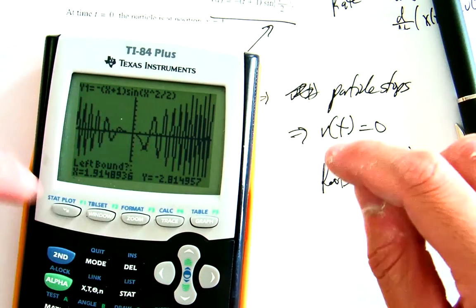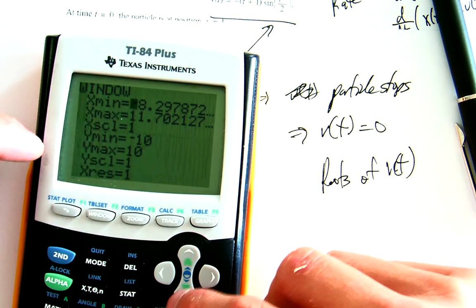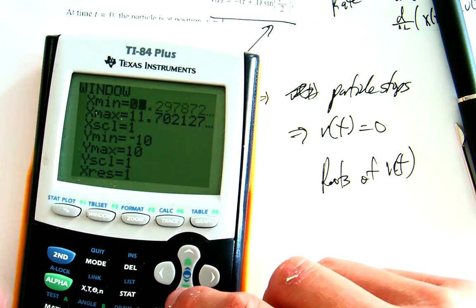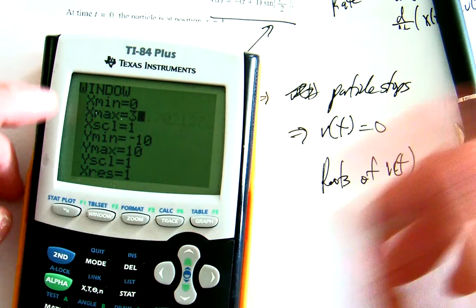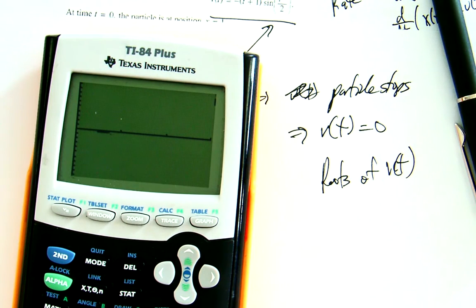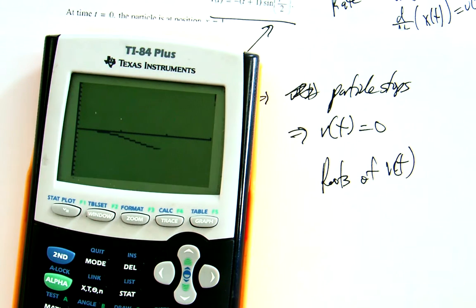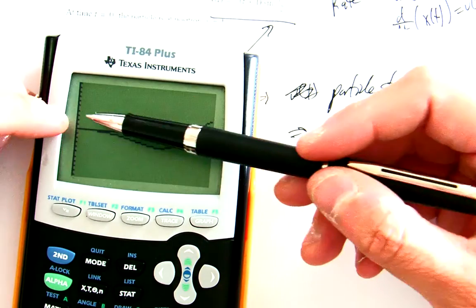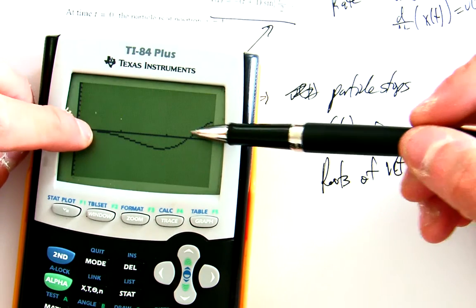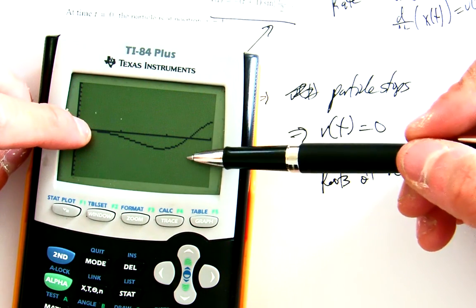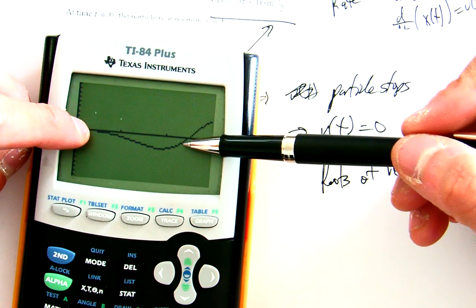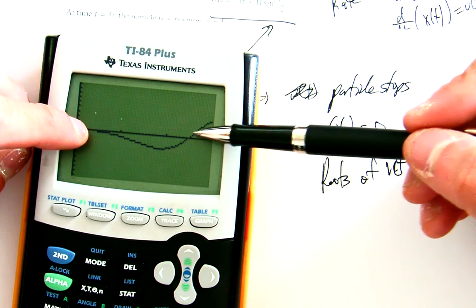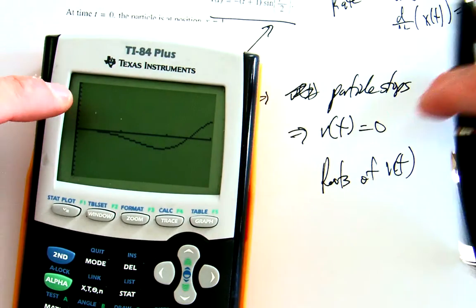What I like to do is change my window here. So let's go to window, the x min, let's make it 0, and the x max, let's make it 3. That way I'm just looking at what I want to see. And we see this curve here, and it clearly hits 0 over here somewhere. So the only real 0, and on the AP test they're going to be pretty obvious as to which one they want you to circle, in this case is this value between 2 and 3.